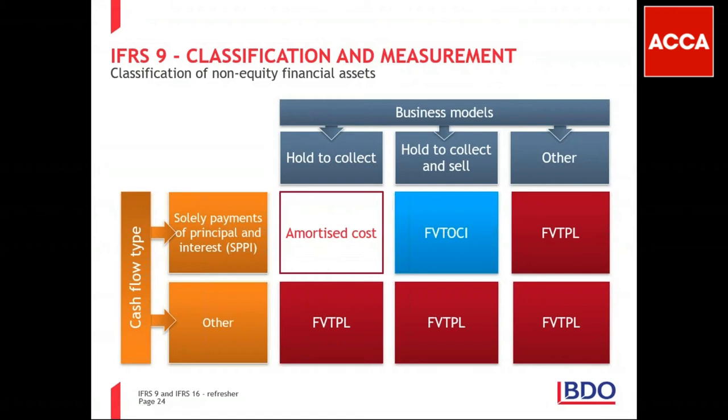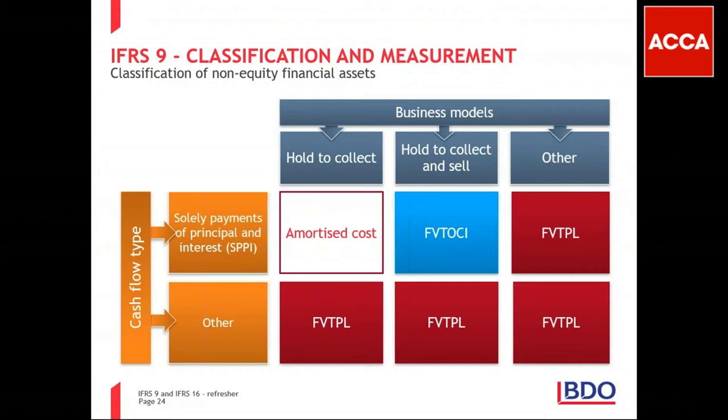Contractual cash flows are mainly two types of contractual cash flows we need to see. One is solely payments of principal and interest. So if the financial asset results in cash flows that are solely principal and interest, this is called the SPPI test. So the SPPI test will be met. And if the financial asset is giving return other than principal and interest, it goes into other category.